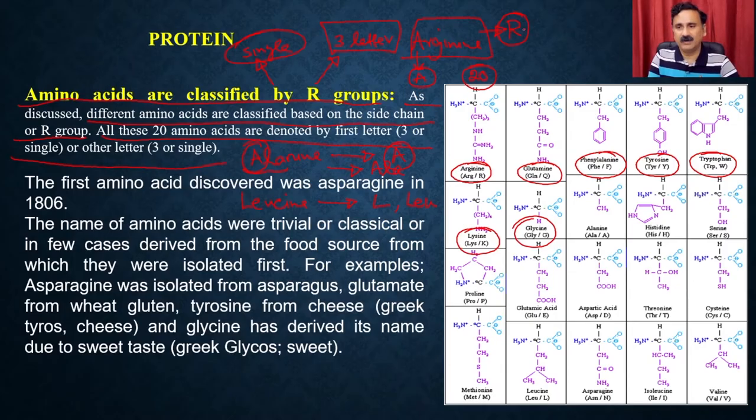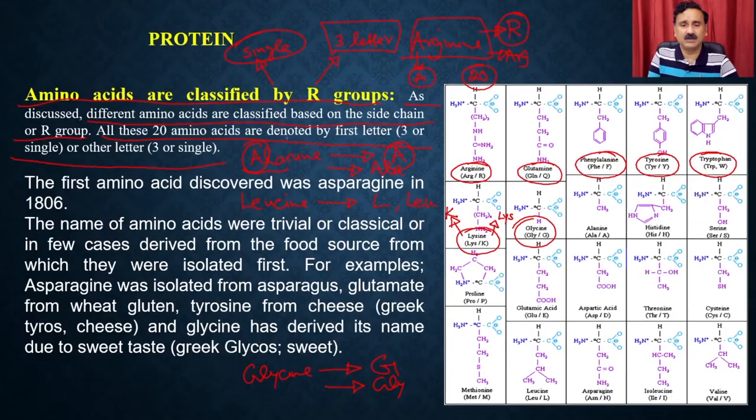For example, for arginine, you have to remember that the single letter code is R, and the triple letter code is ARG. Similarly, L has already been allotted to leucine, so we cannot allot L to lysine. For lysine, the single letter code is K, and the triple letter code is LYS. The same is true for other amino acids. For example, glycine, you can easily take the single letter code as G and the triple letter code as GLY. So for a few amino acids, you might have to remember the single letter or triple letter code. But for all other amino acids, you just follow the convention that the first letter of that particular amino acid is the single letter code.